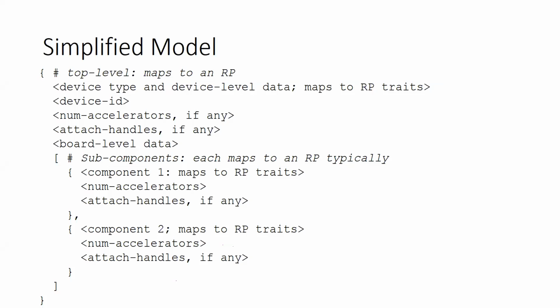So for example, if it's a region, we want to mention the region type at this level of detail. So we can create a region type trait for that resource provider. Then we also indicate how many accelerators there are at that level, and so on. So in a model where the region is tied to a specific number of VFs, the attached handles will go at the level of component 1 and component 2. But in a model where you've got a bunch of VFs or a bunch of regions, attached handles will go in the top level, but the accelerators will go at the component level. At assignment time, we'll figure out how to associate the two.